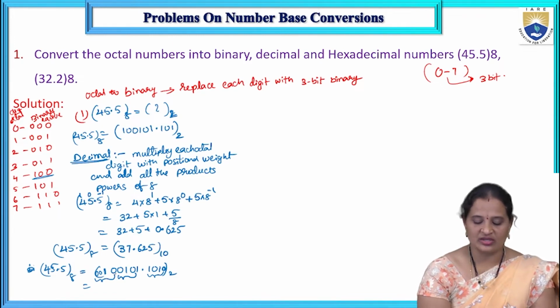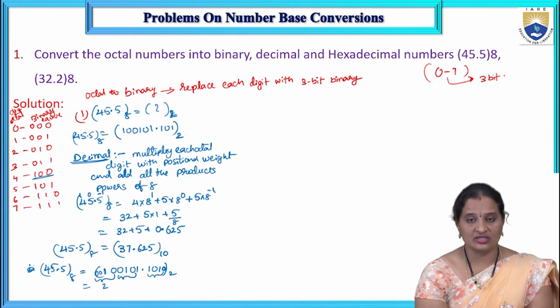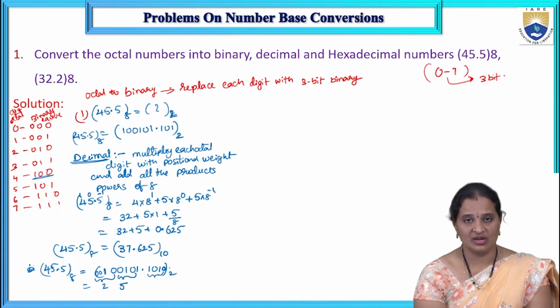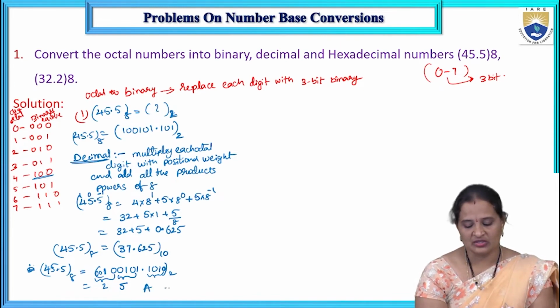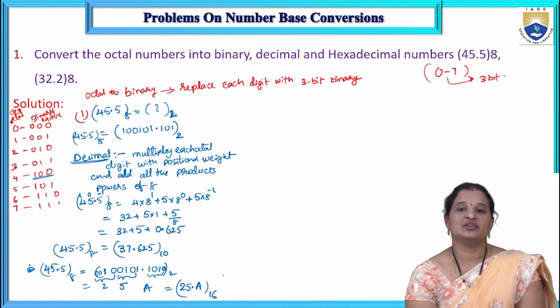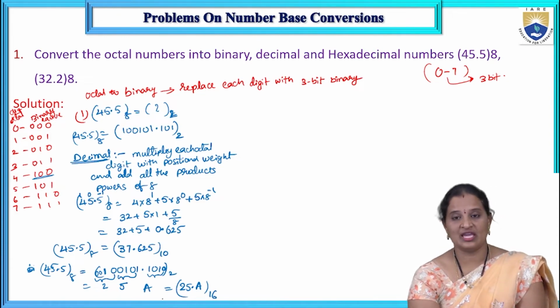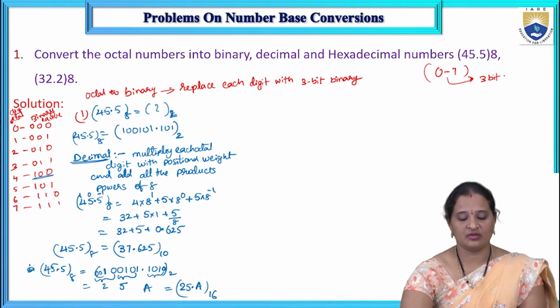So 0010, what is this one? This represents 2, and 0101, which is 5, and 1010, it is decimal 10, whereas hexadecimal 10 is represented with A. And hence I can write the hexadecimal equivalent of 45.5 as 25.8. So this is the hexadecimal equivalent for the given octal number. So these are the procedures.